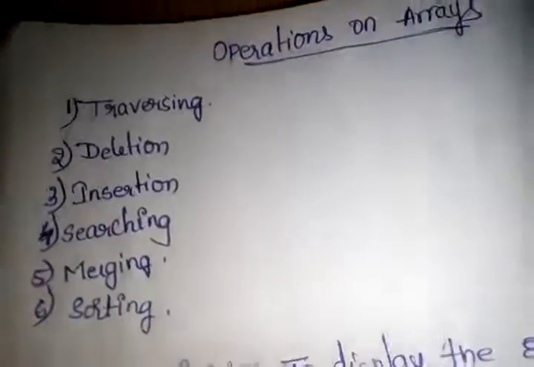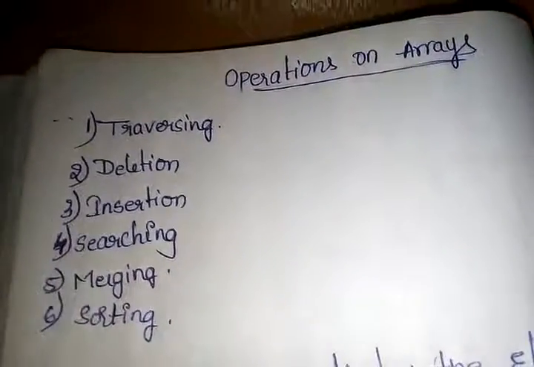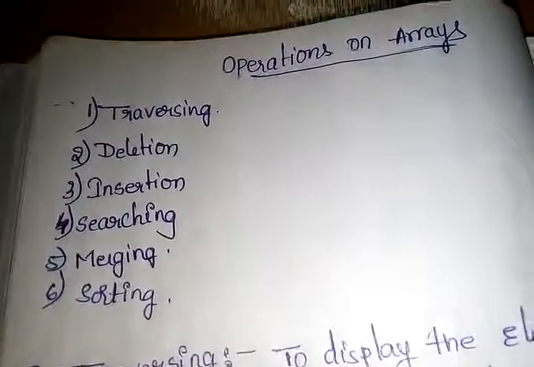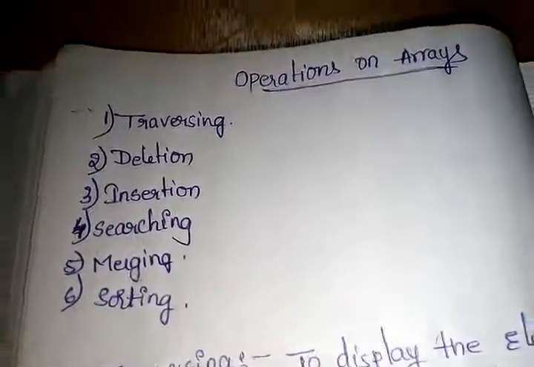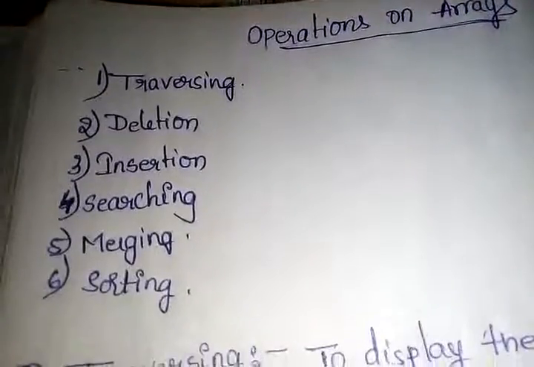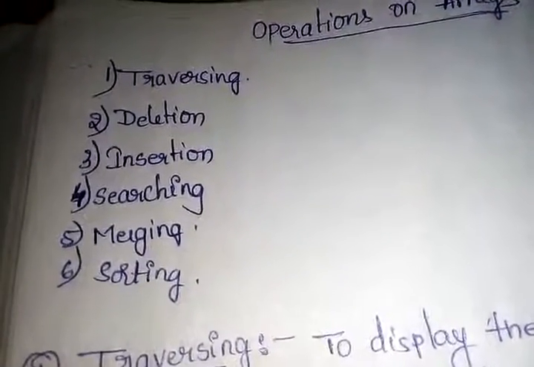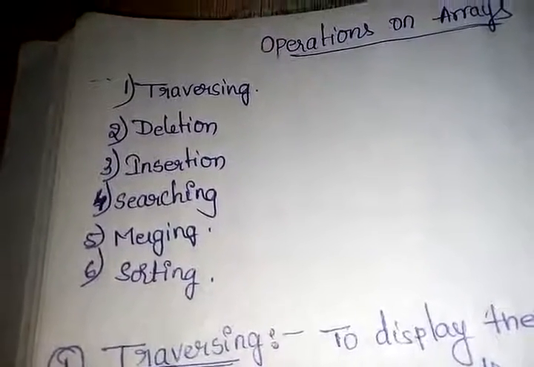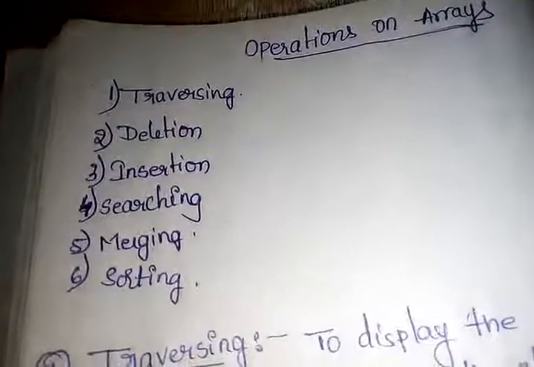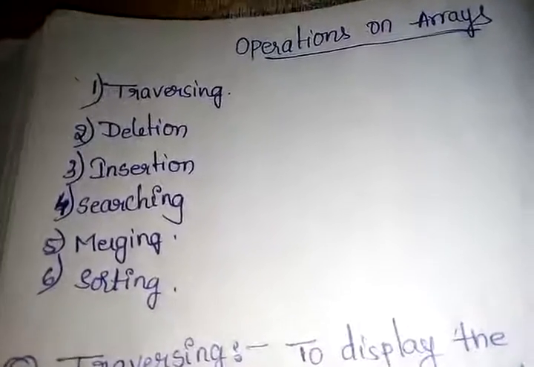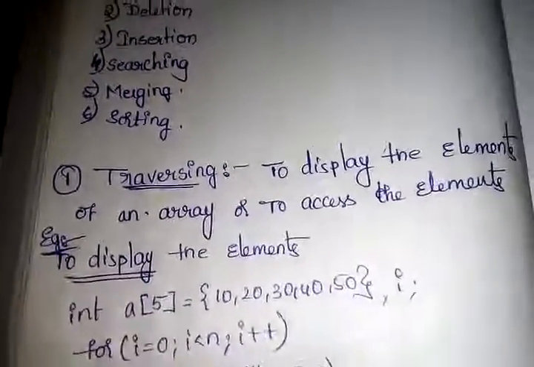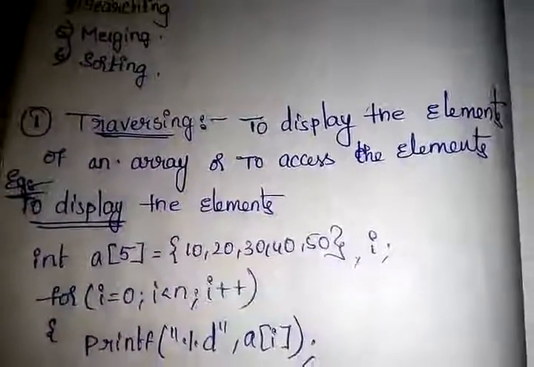Hello students, today we are going to discuss operations on arrays. There are 6 operations involved with arrays. One is traversing, deletion, insertion, searching an element from an array, merging an array. Merging in a sense we need to combine two arrays, and sorting either in ascending order or descending order. So in that, the first operation is traversing.